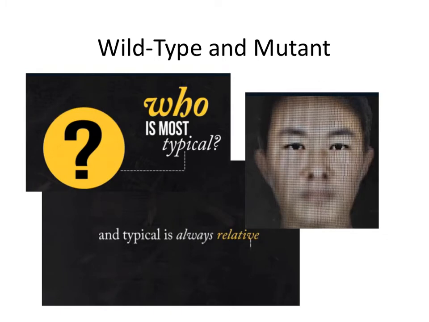So we mentioned, starting last class, we had a brief discussion about the difference between wild type and mutant and how we define wild type versus mutant. And we discussed that this is always relative to the population that we're talking about.